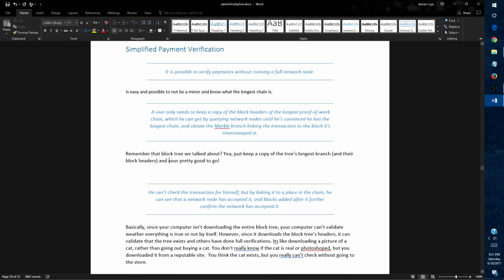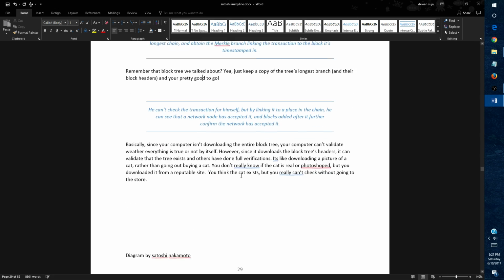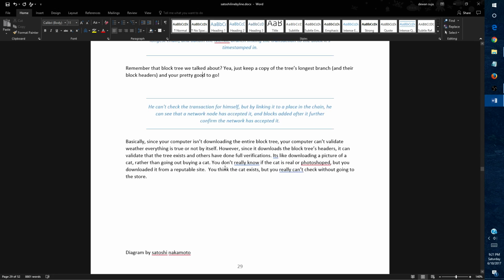So remember the block tree that we talked about? You just keep a copy of the longest tree branch and their block headers, and you're pretty good to go. At least that's how I understand this. So you download the Merkle tree, and you keep the longest branch, basically, and you prune off the rest, and you're good to go. He can't check the transaction for himself, but by linking it to a place in the chain, he can see that a network node has accepted it, and blocks added after it further confirm the network has accepted it.